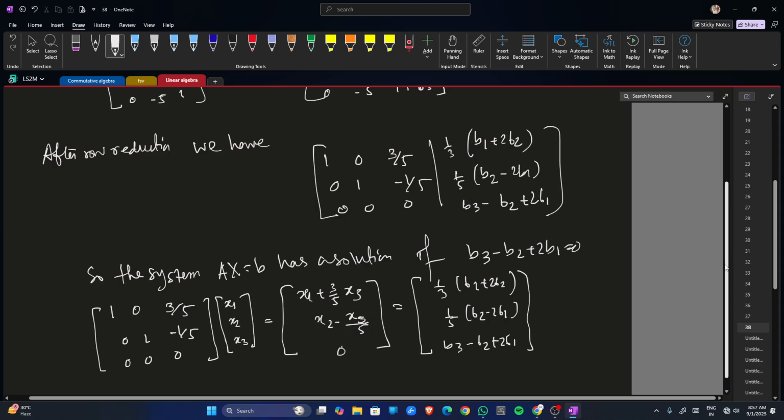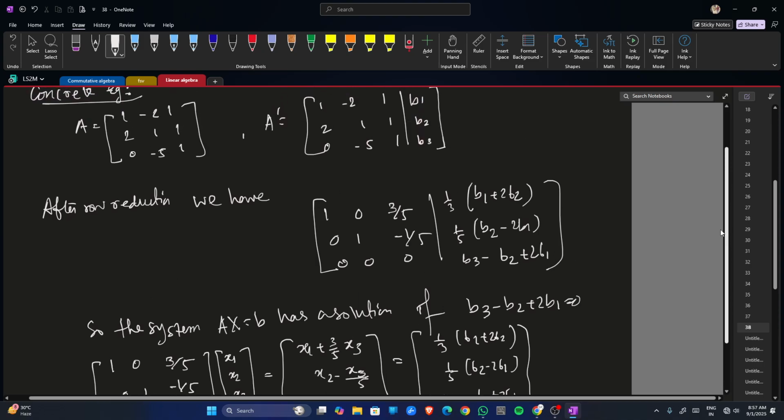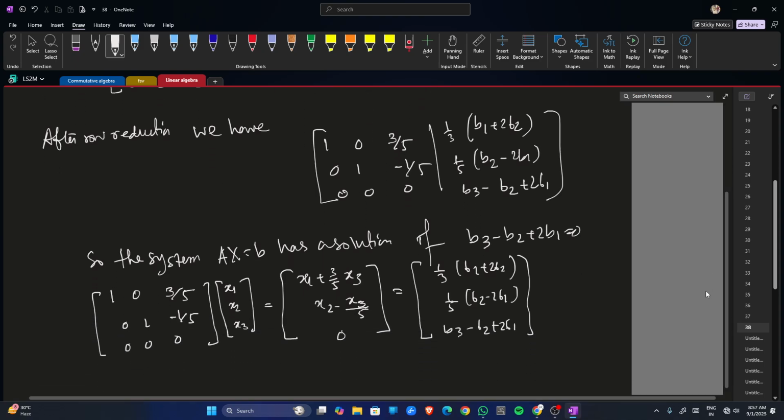More generally, suppose you have an m cross n matrix and after row reduction you have r many non-zero rows, r is less or equal to m, and m minus r zero rows. So in order to have a solution to the system Ax equal to b, you also need the corresponding m minus r entries in the augmented matrix to be zero. Otherwise you don't have the solution.